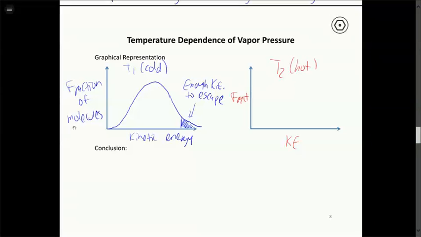Remember that when we raise the temperature, the distribution spreads out. And so our peak is basically going to move to the right, and we're going to have a broader, flatter distribution. So when you raise the temperature, you have more molecules that have the higher kinetic energy. So let's say that's our minimum, and now you have a lot more molecules. A larger portion of the molecules have enough energy to escape.